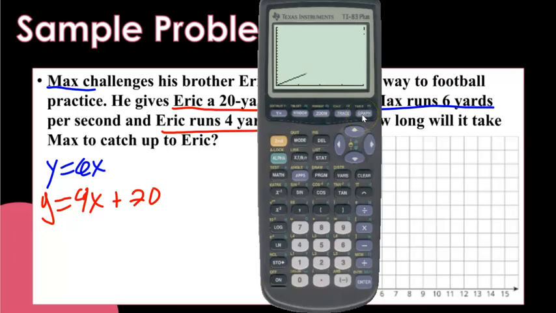Now if I hit graph, there's Max, here's Eric, they cross somewhere right here. Now there's two ways you can do this. If I hit second graph, I can see the table of values, and I want to see where the y values have the same number.